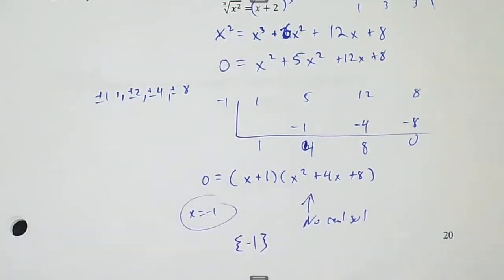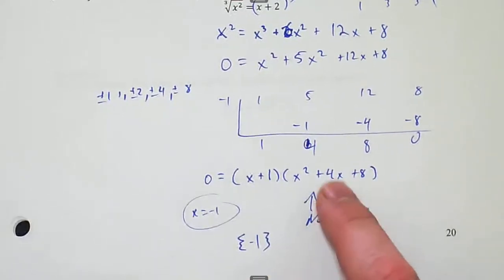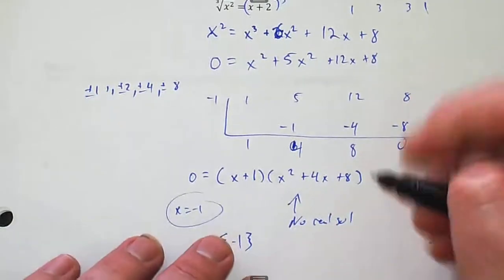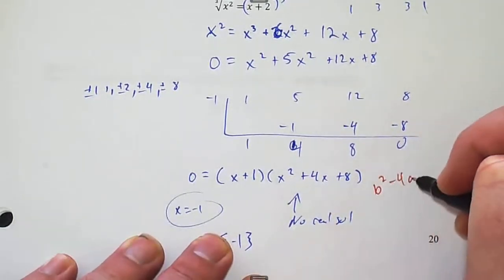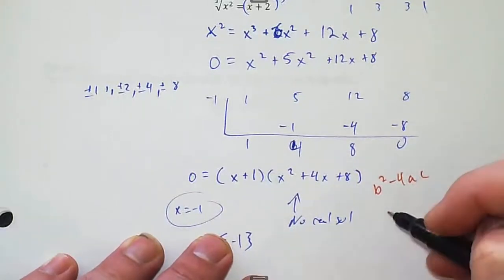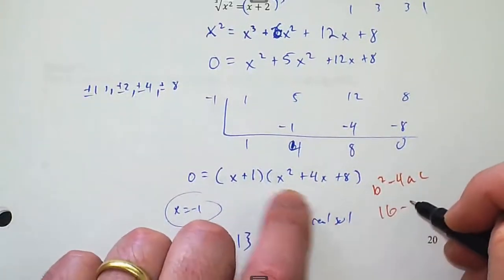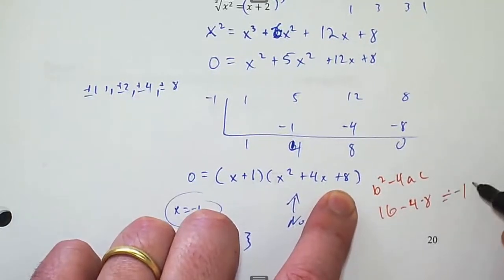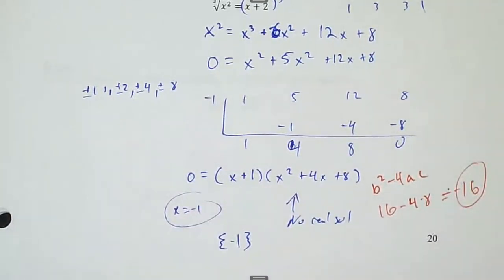It does kind of look like the sum or difference of 2 cubes is the one that always ends up with a quadratic. There's no real solutions. I simply did the discriminant real quick in my head. Remember, the discriminant is the part underneath the radical. And so in this case, it becomes 16 minus 4 times 8. That's a negative 16. So it's an imaginary square root.